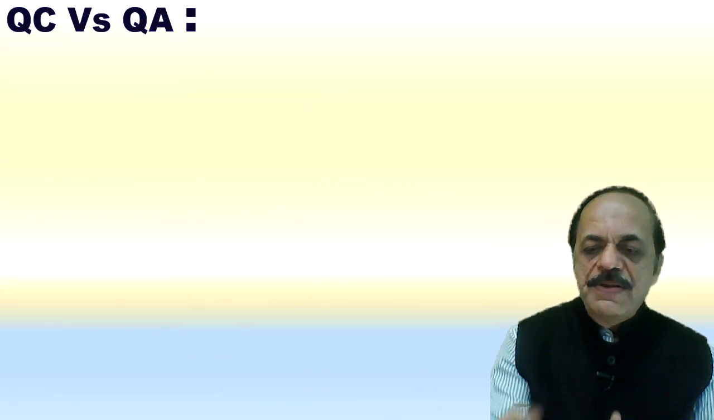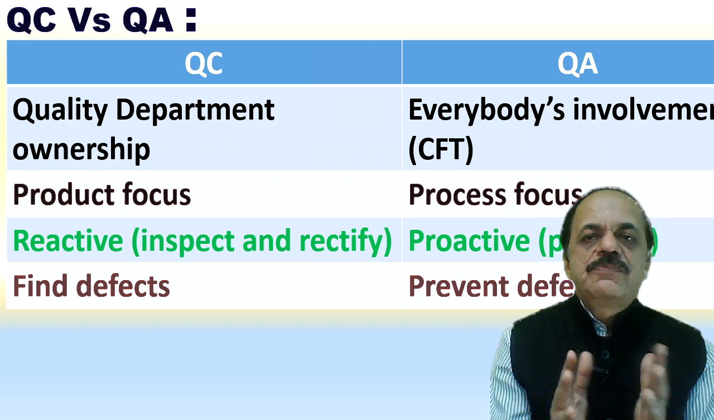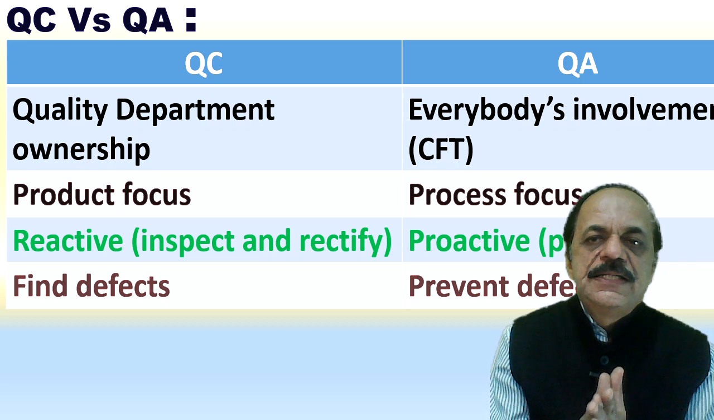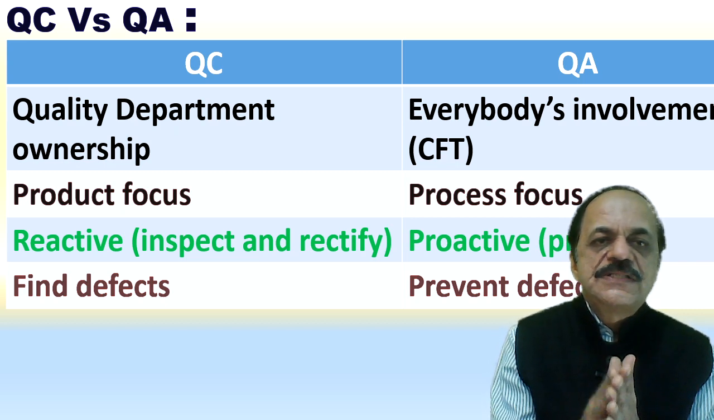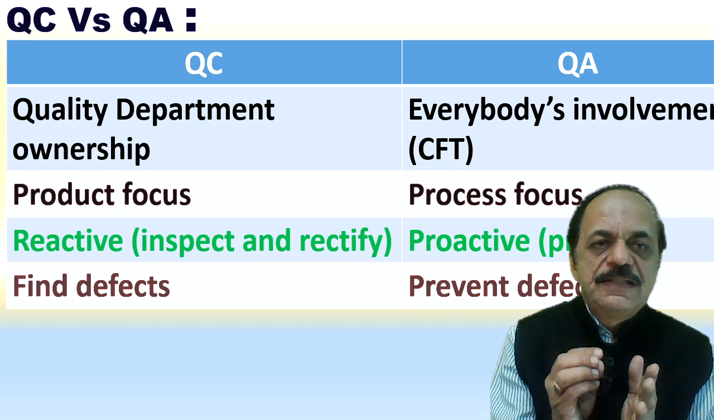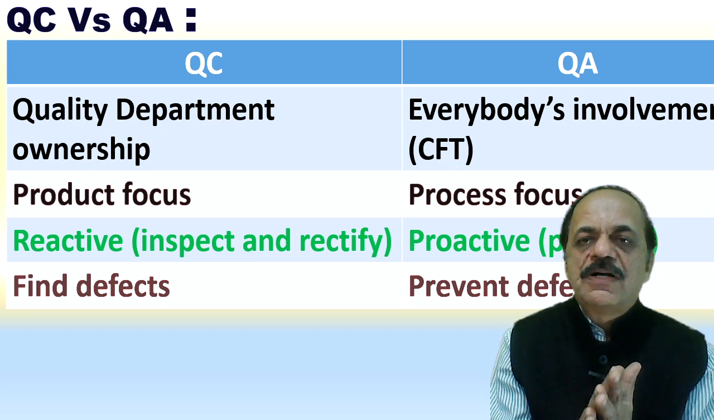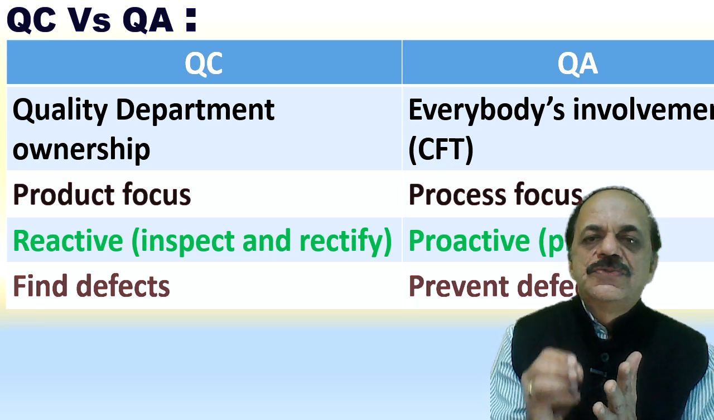Now we'll have a brief comparison of QC versus QA for exam questions, because many times these questions are asked in the interviews and exams. QC, point number one, is quality department ownership, because in QC we do inspection and testing, which is owned by the quality department. QA is everybody's involvement, because in QA we look for prevention by improving the process using CFT, that is cross-functional team.